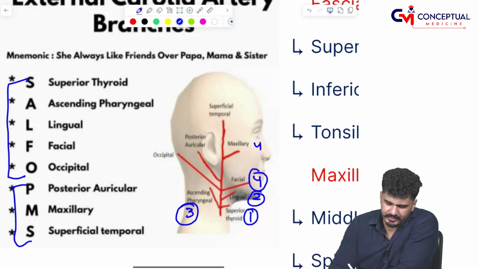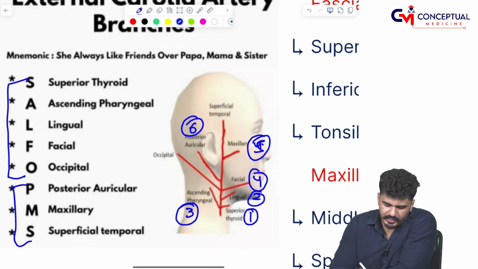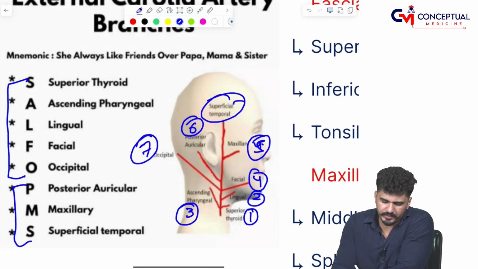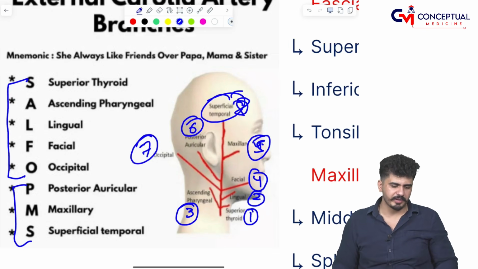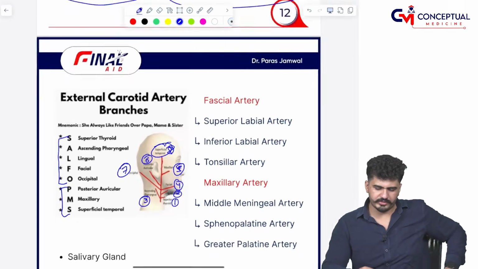Coming to the maxillary area, maxillary artery. Going posterior to the ear, posterior auricular artery. Going to the occipital region, occipital artery. Going to the temporal region, superior temporal artery. So how simple it was to remember all those things, my dear friends.